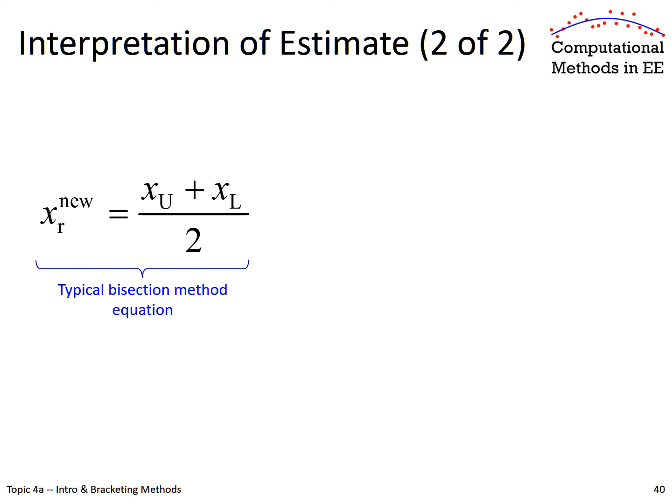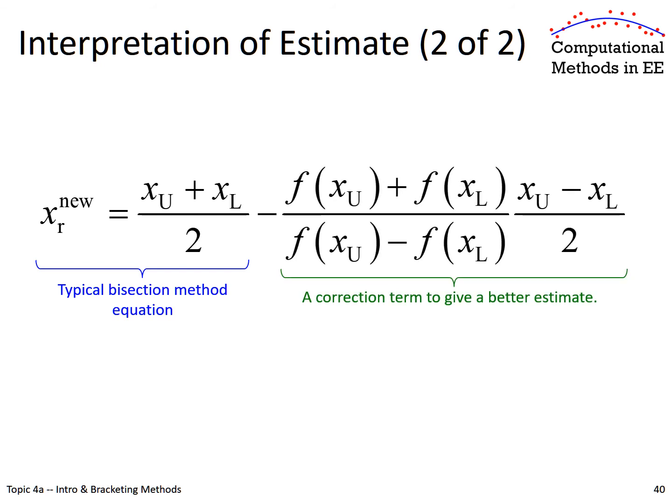The first part of that equation is exactly what we did for the bisection method. But we have another term here, and we can interpret this as the correction term. This is what gives us a better estimate. And this full equation is the false position method. So the only difference between those two methods is this equation, more specifically, that extra term.